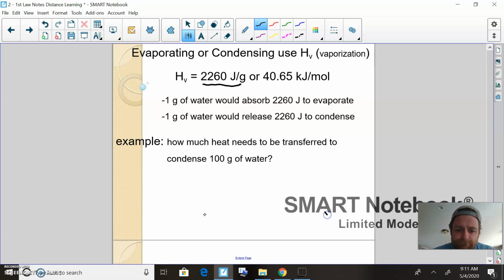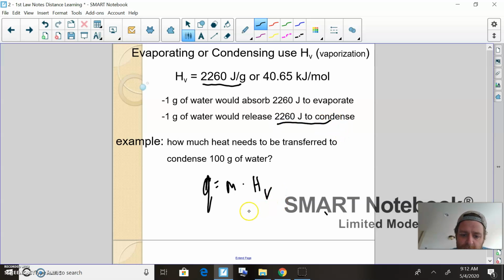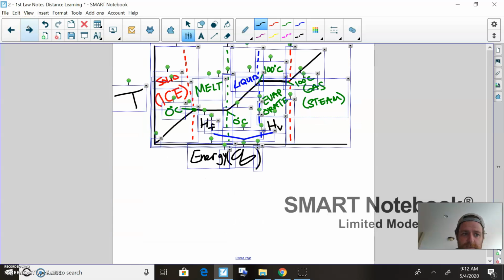How much heat is transferred to condense 100 grams of water? Q is equal to m Hv. Now here's where you have to be careful. You're going to condense it, so you're going to release that energy. It's going to be negative. Absorbing is positive, releasing is negative, so 100 grams times negative 2,260. You can do the math there, but that's how you account for the actual phase change.